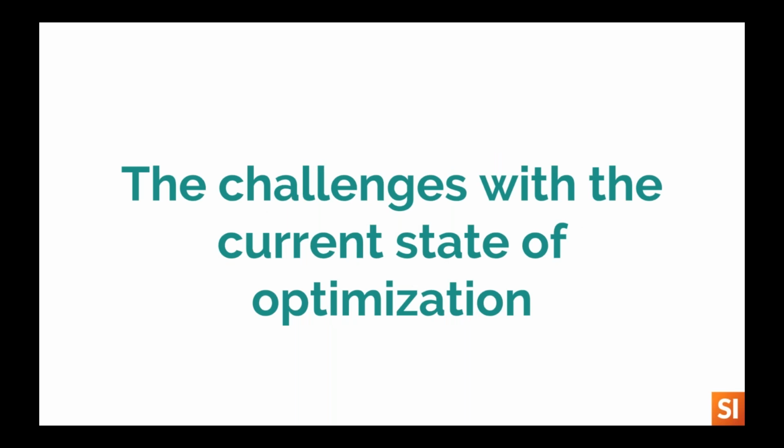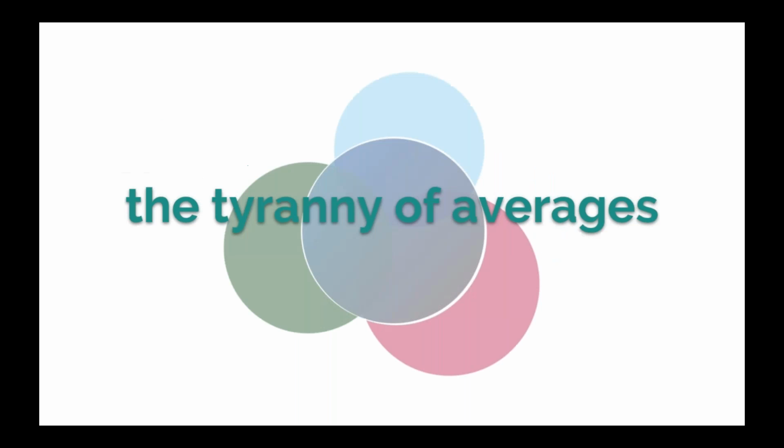So in sum, the challenges with the current state of optimization can be wrapped up into a few key concepts. And one term that we've heard a lot lately is this idea of the tyranny of averages. And I think that describes the challenges or limitations with A/B testing quite well.